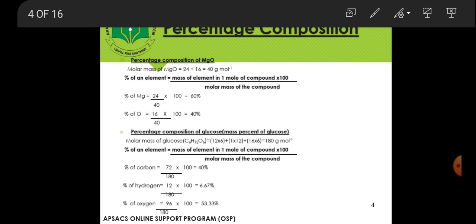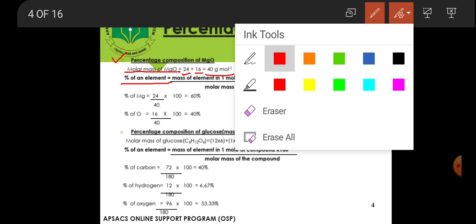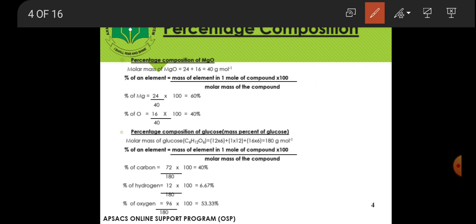So how can we calculate the percentage composition of magnesium oxide? First of all, we have to calculate the molar mass of magnesium oxide. The molar mass of magnesium oxide is the mass of magnesium, 24, plus the mass of oxygen, 16, so 40 gram per mole is the molar mass of magnesium oxide. Now, how to calculate the percentage of each element, that is magnesium and oxygen, present in this magnesium oxide? The formula used is, you have to write the mass of element.